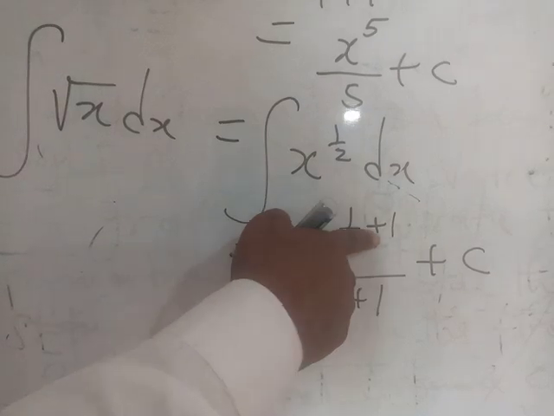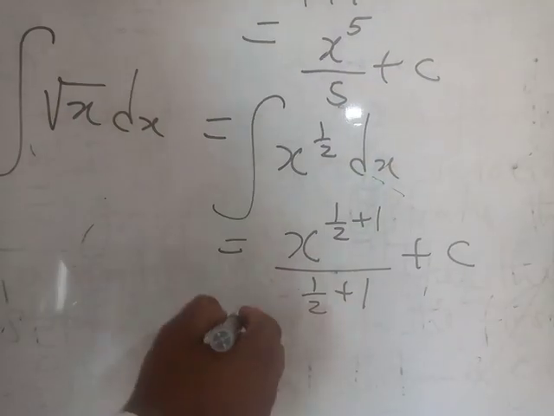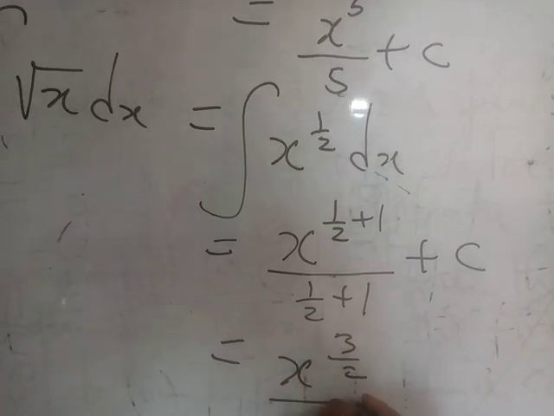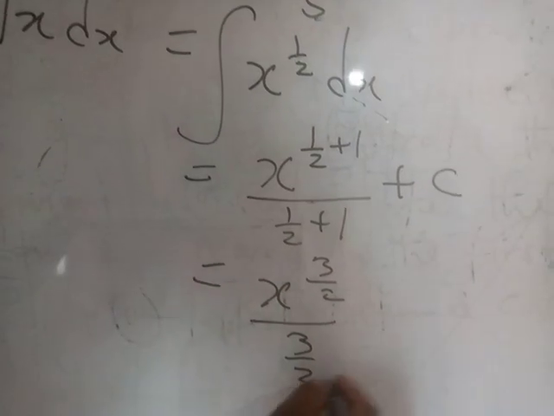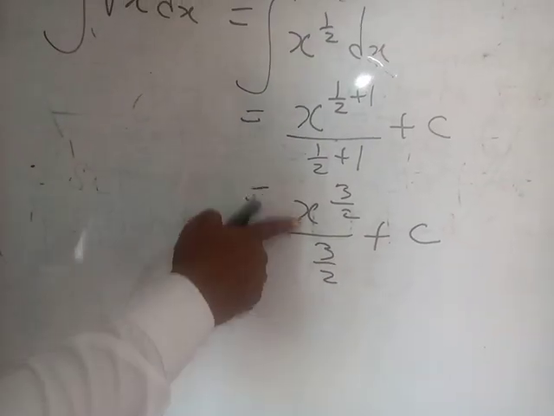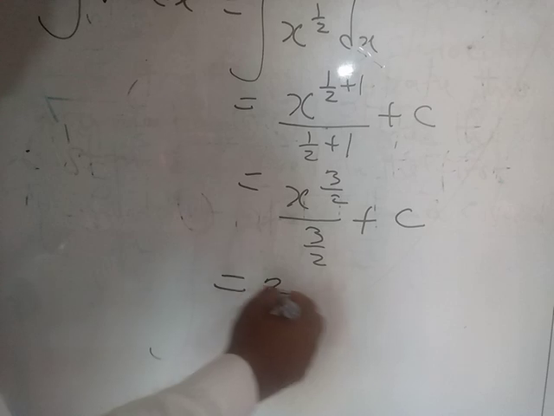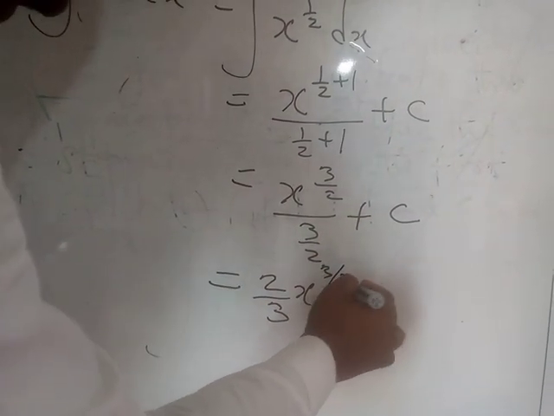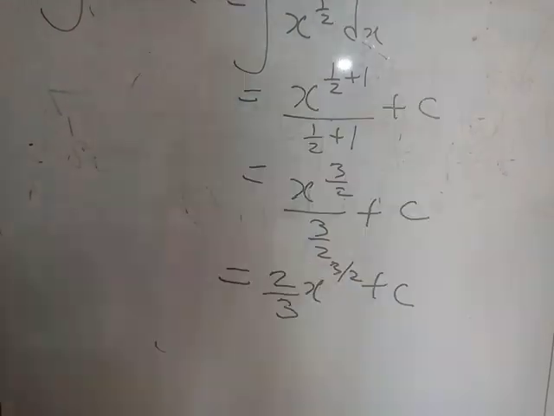So 1 over 2 plus 1 is 3 over 2. So we have x raised to power 3 over 2 all over 3 over 2, then plus constant of integration. So the final answer, if I rearrange this, is going to be 2 over 3 x raised to power 3 over 2 plus constant of integration.